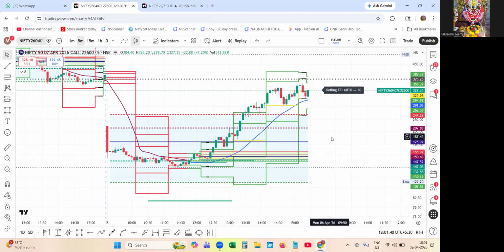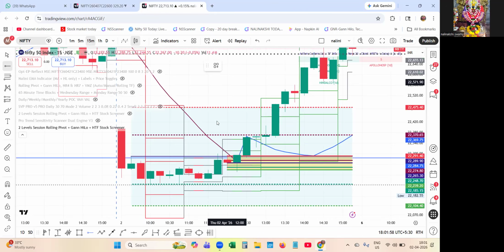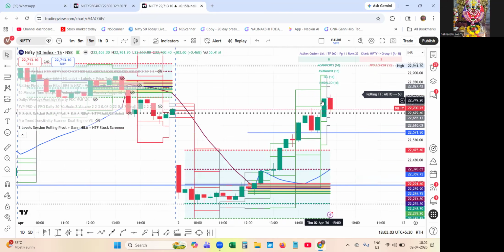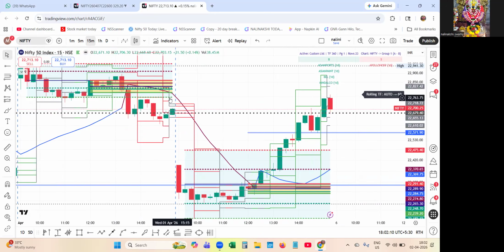22,700 or 22,800. That's what happened in the market. It came almost to the area from where it had broken down from the previous day. It has filled the gap, almost filled the gap, not completely. You can see, yeah, it has filled the gap. It has completely filled the gap. And it has come to the support level from the previous day, from where it had broken.